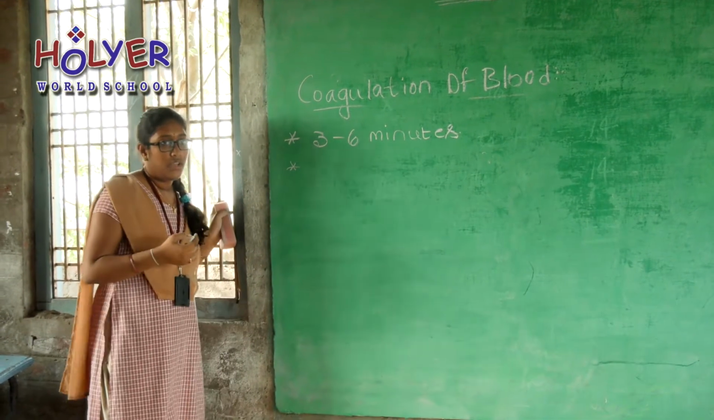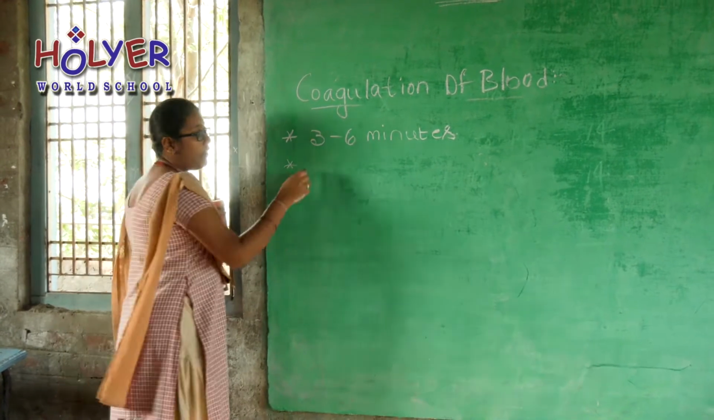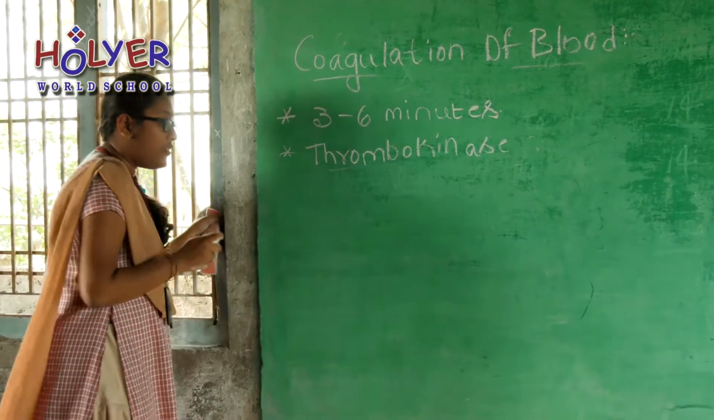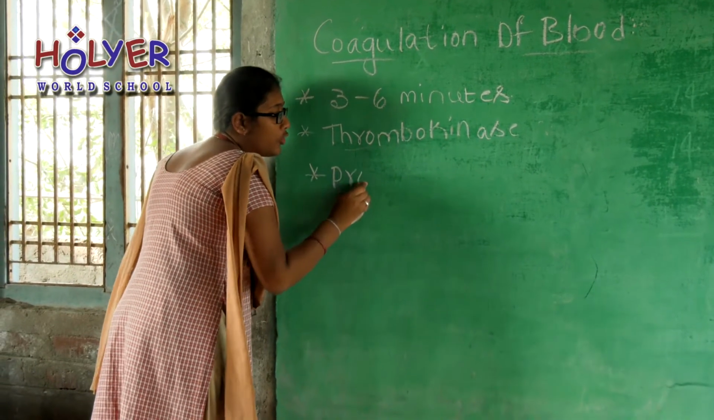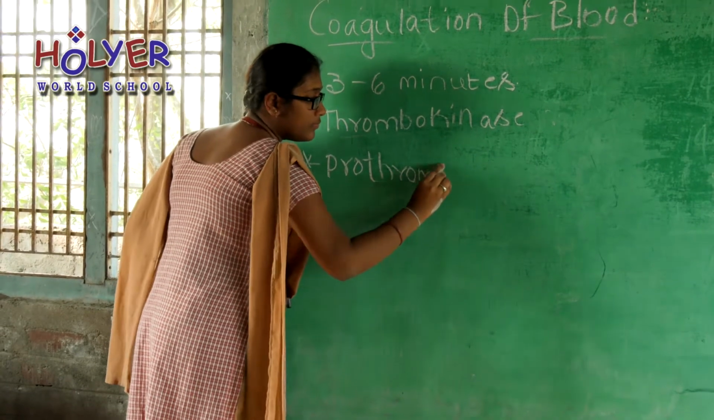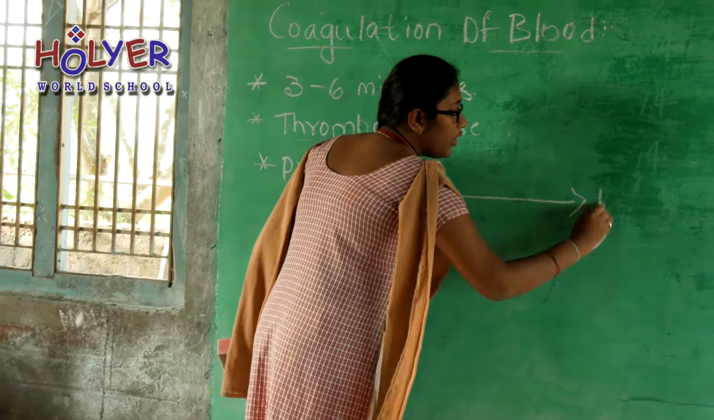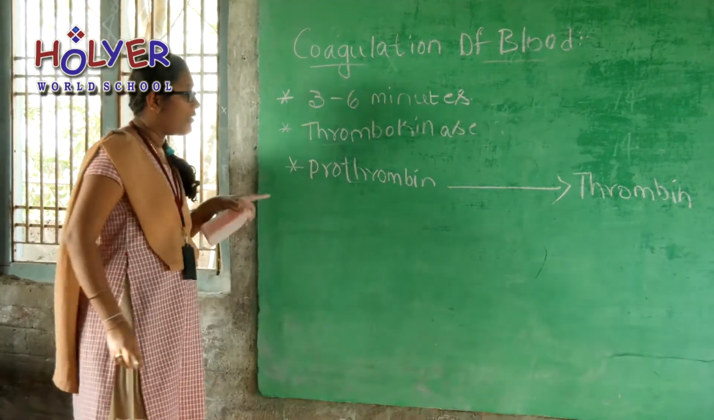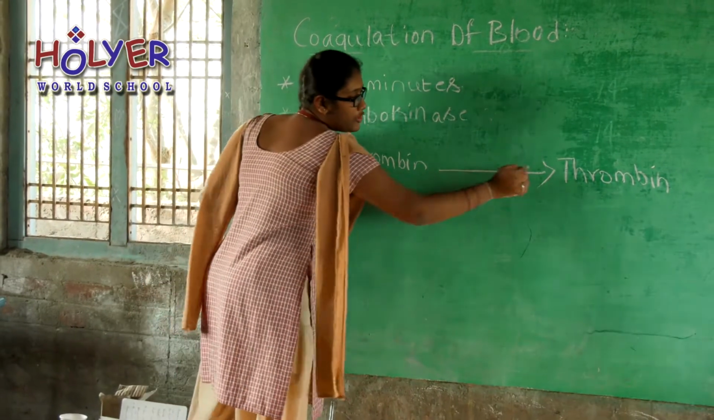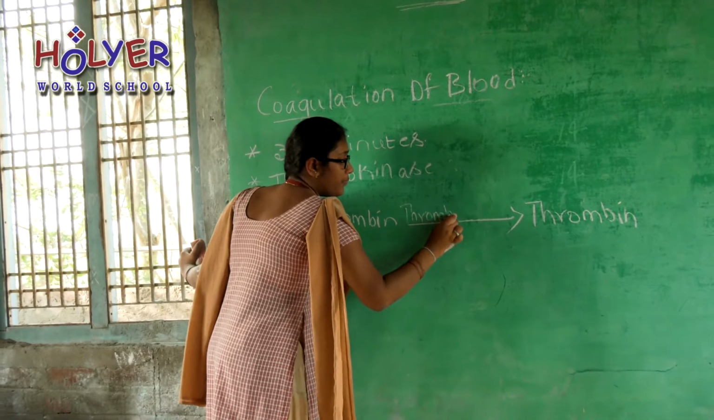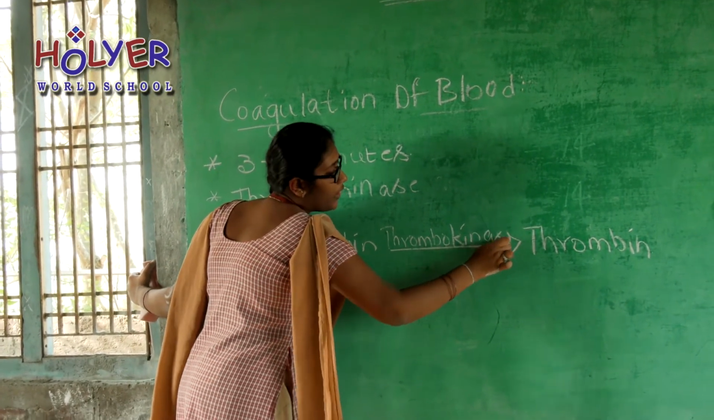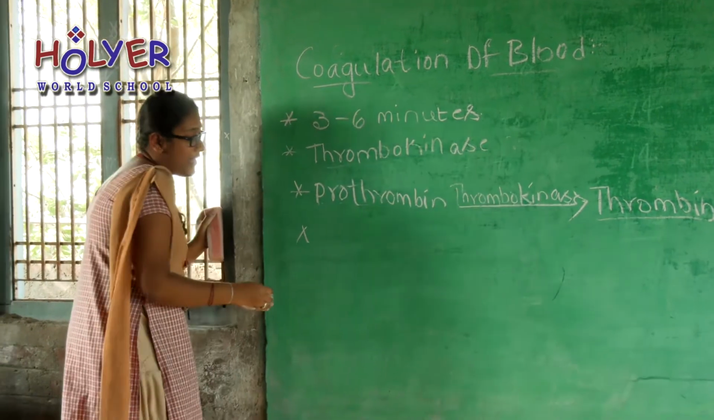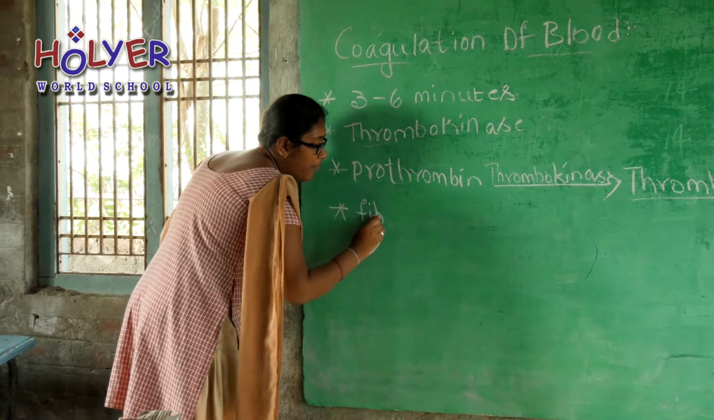When the blood comes out, the blood platelets in our body release an enzyme called thrombokinase. Thrombokinase acts as a catalyst and changes the material called prothrombin into thrombin. And then the released thrombin also acts as a catalyst for the fibrinogen.